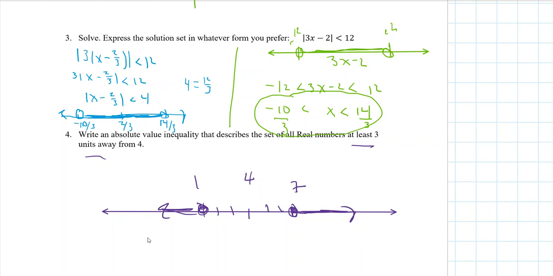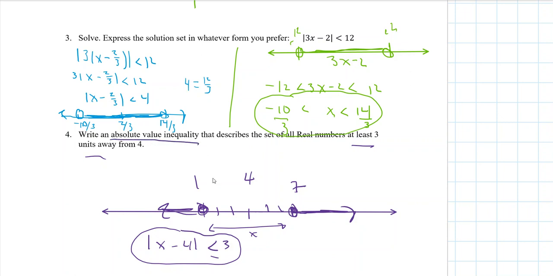In terms of absolute values, that means that x has to roam in this range here. So the distance between x and 4 has to be at least 3. That's the statement in terms of absolute value. That's an absolute value inequality that captures that interval. The distance from x to 4 is at least 3 units. Oops.